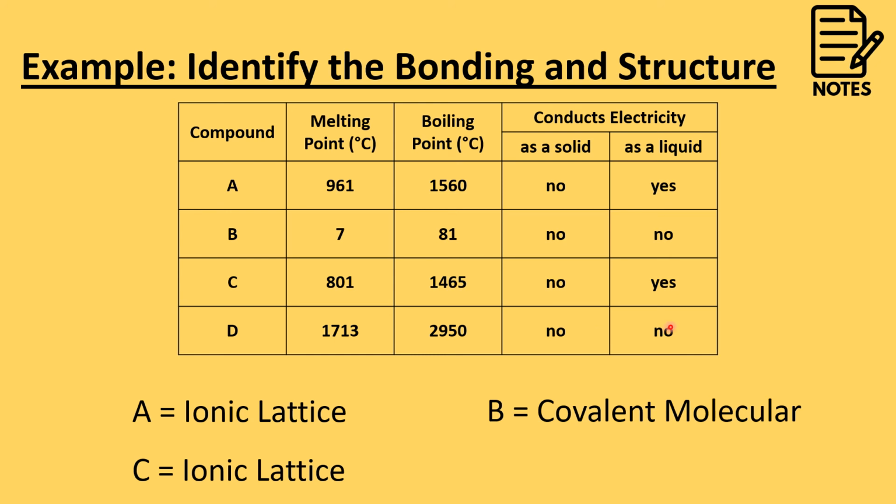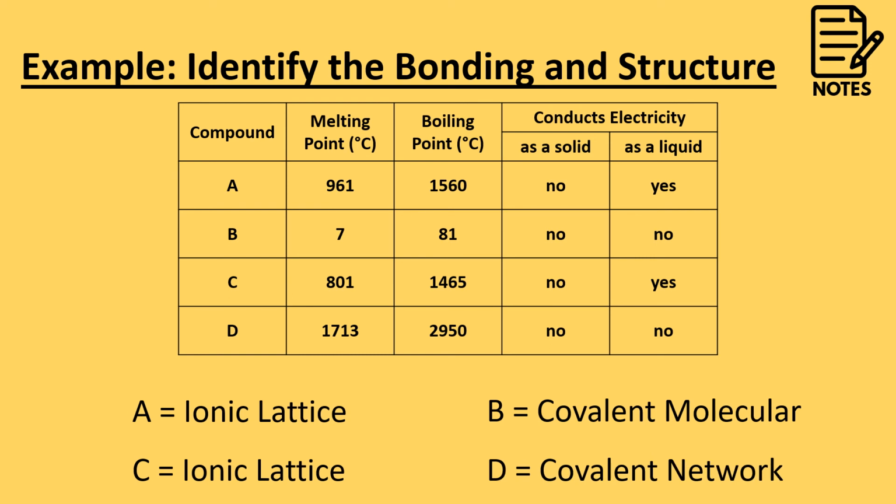Now, because this is no and no, that means that we now need to look at our temperatures. Now look at these two temperatures in comparison, especially to B, but actually in comparison to A, B and C. Our melting point is 1713 degrees C. Okay, our boiling point is 2950 degrees C. These temperatures are massive, huge numbers. So because it's not conducting electricity at all, because it's got huge boiling point and huge melting point, that tells me that it's covalent, but it's covalent network.